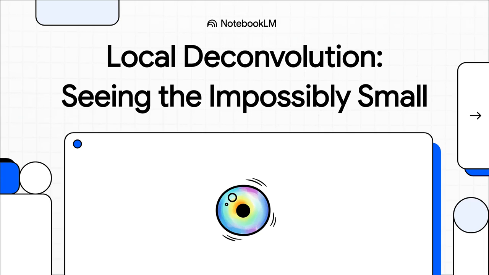All right, today we are diving into a really fascinating paradox. How in the world do we see something that's smaller than the very light we're using to see it? And the answer, which is pretty amazing, isn't about building better, fancier lenses. It's about using better math.